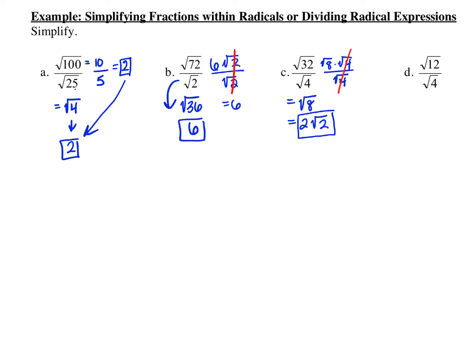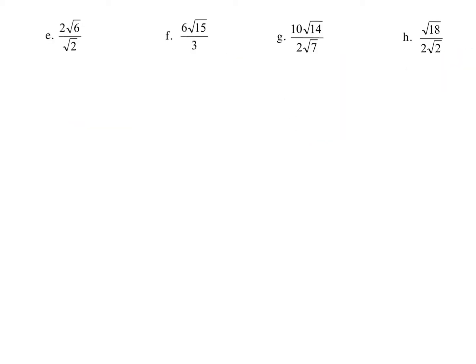For the next one, I'm just going to divide these because they're pretty easy. The square root of 12 divided by the square root of 4 is the square root of 3. So that would be your final answer for that one. Okay, these next ones look a little bit different because some of them have coefficients. They're just a little bit more involved.